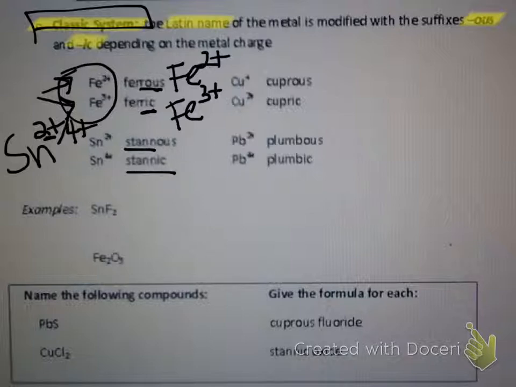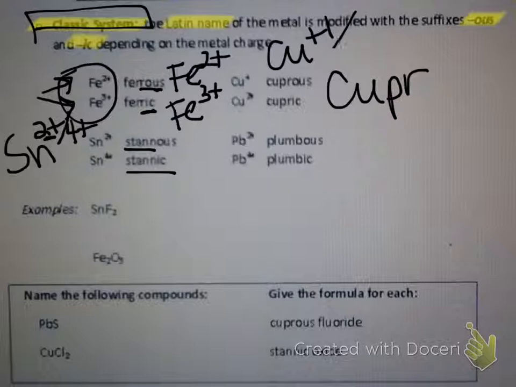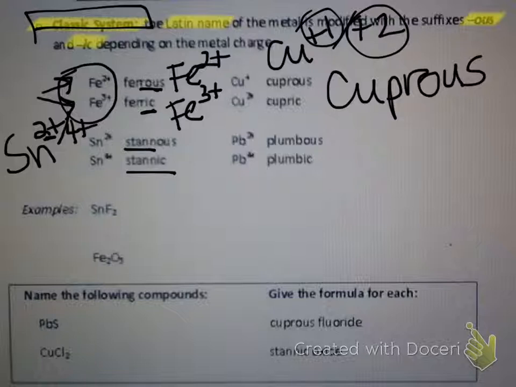Copper, the Cu comes from the root cupr, C-U-P-R. Okay, so we know that copper can form the +1 state or the +2 state. The +1 state is the lesser charge, that'll be the -us, cuprous, and the +2 state is the greater charge, it will be cupric.